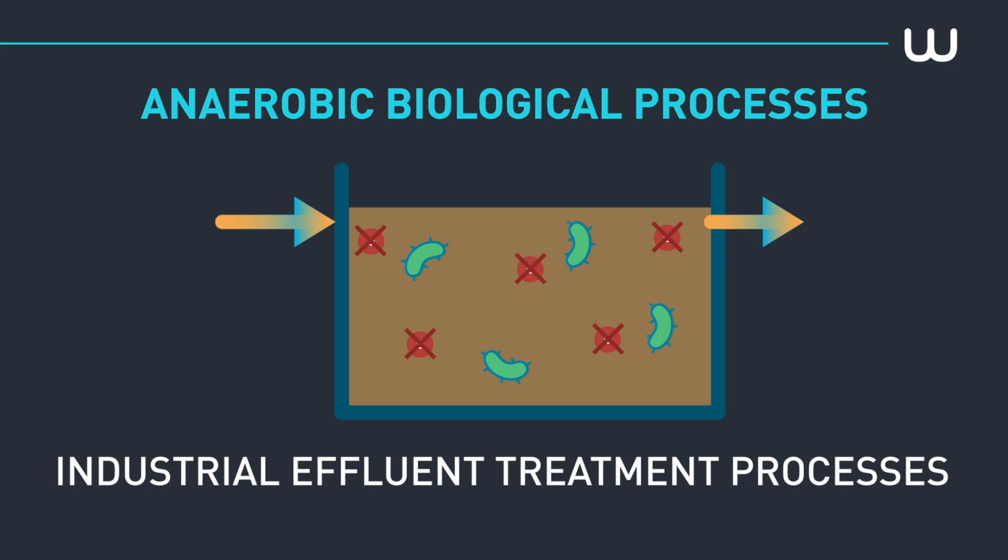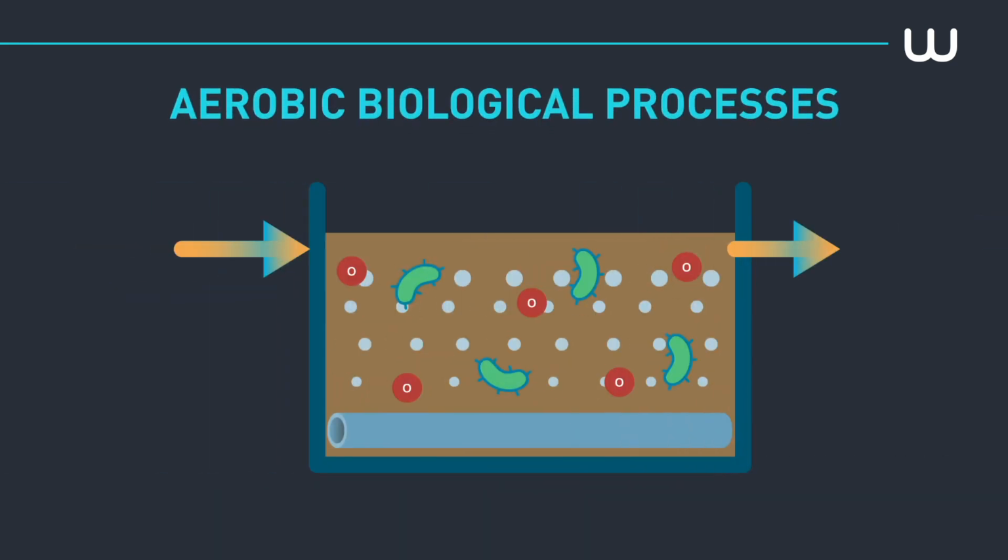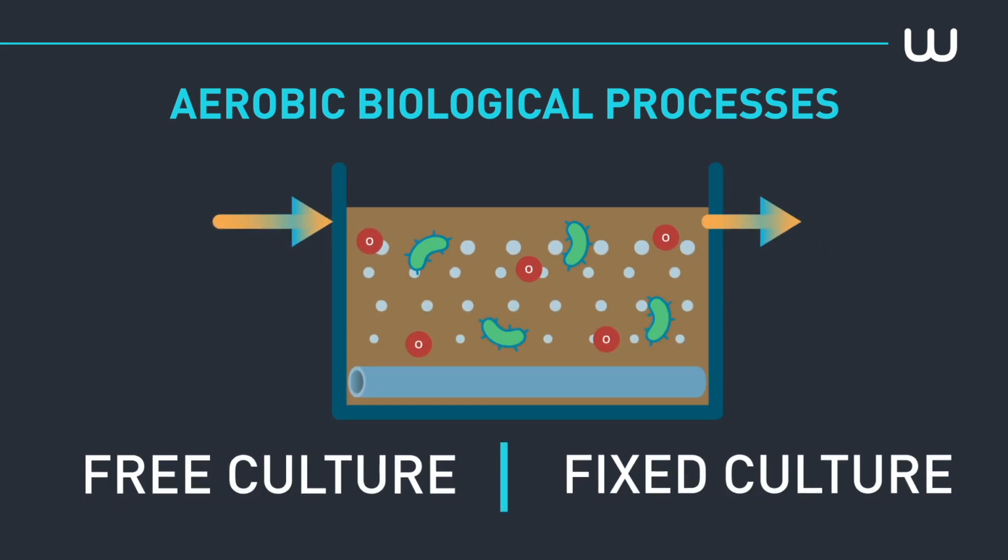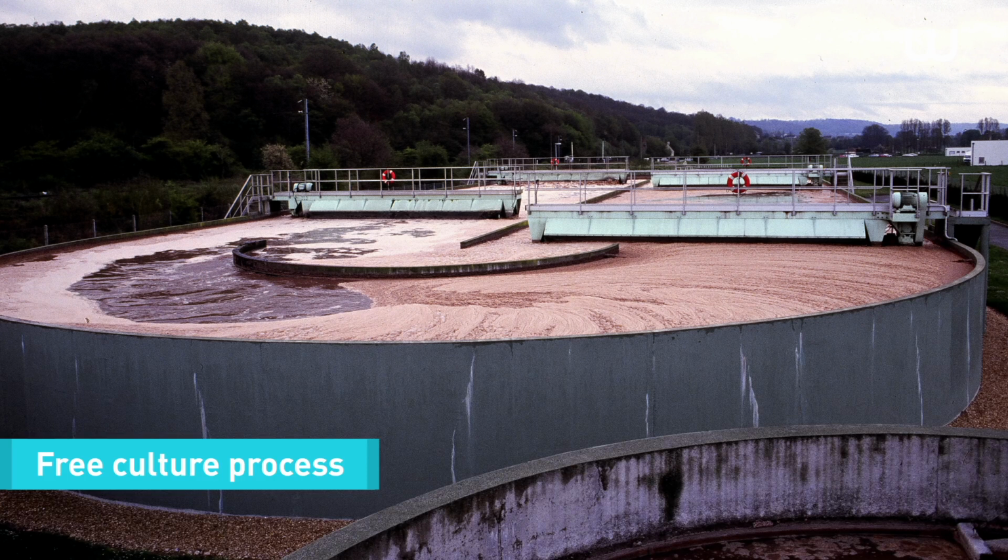Now let us look at aerobic biological processes. Aerobic biological processes take place in the presence of oxygen. There are both free culture and fixed culture processes. For free culture processes, purifying biomass is suspended in the water to be treated. Here, we will only look at intensive free culture, that is activated sludge.